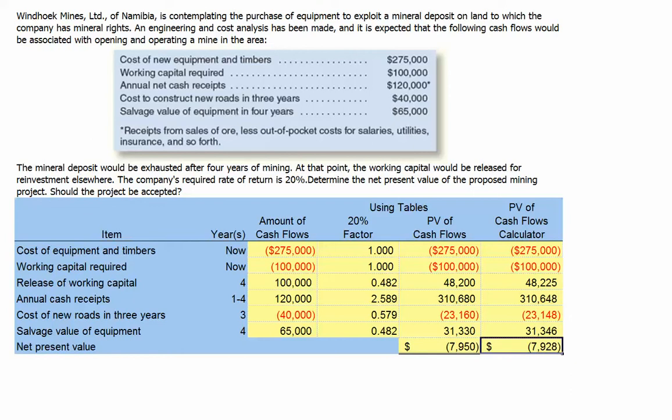$7,928. And again, we reject this project because it is a negative net present value, and our value is again slightly different than the value we get using tables because the tables involve rounding.